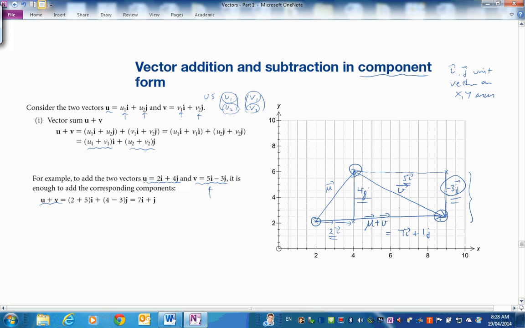So a lot of diagrams there, unnecessary if you can see what's happening over here. You add up the x movements and the y movements and call them i and j.